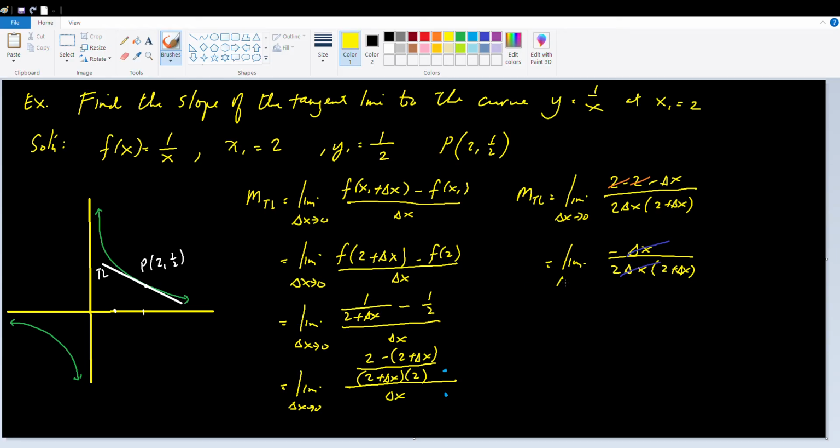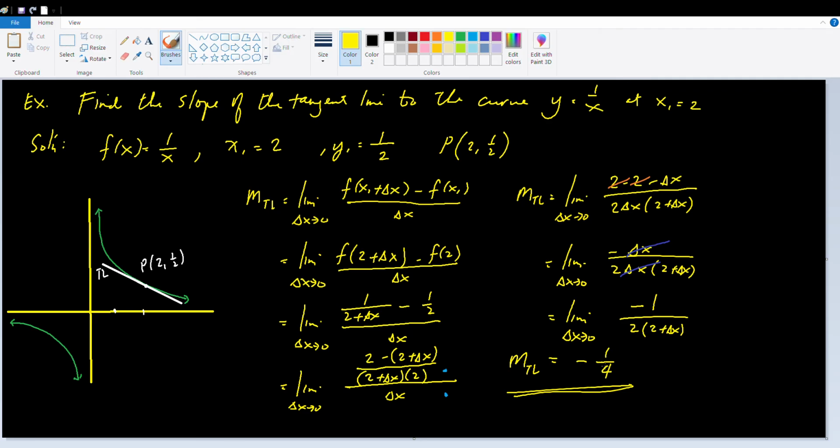So what remains in the numerator is negative 1 over 2 times 2 plus delta x, and delta x approaches 0. Evaluating the limit by substitution method, delta x is 0. So your answer here is negative 1 over 2 times 2 plus 0, or 4. So that is the slope of the tangent line, negative 1/4.